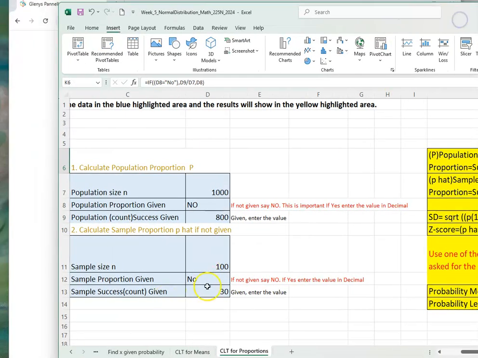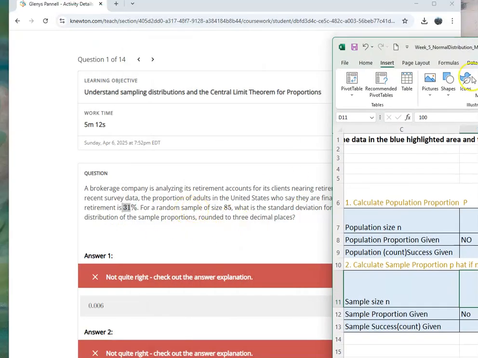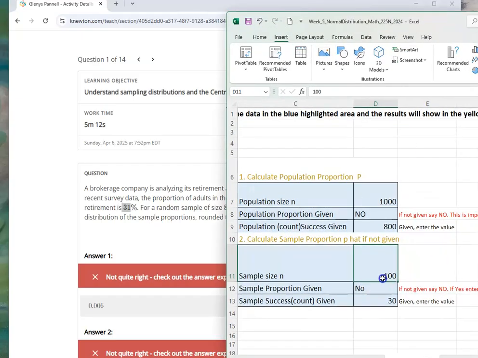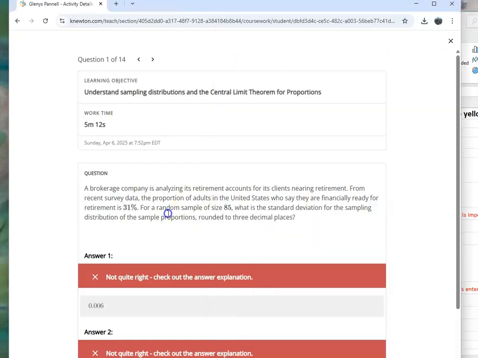Okay, the same thing is going to be true down here with the sample. You'll always have a sample size, and in this case, it says a random sample size 85. So I'm going to put 85 in there. And then you'll have the number of successes from your sample. And if you don't have those two bits of information, you'll actually have the sample proportion. So again, you'll either write no in here and enter these values, or you'll type in the direct number in here. And that's the only data we have for this problem.